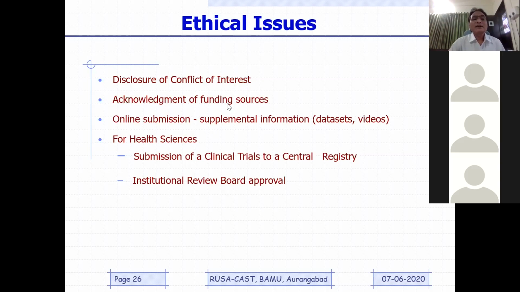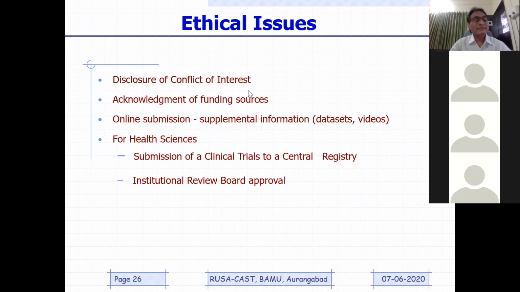My friend, next step would be ethical issues. Whenever you are submitting your manuscript, you need to see whether there are any ethical issues as far as the submission of your manuscript is concerned. So you need to have the disclosure of conflict of interest. There could be conflict of interest. What kind of conflict of interest could it be?